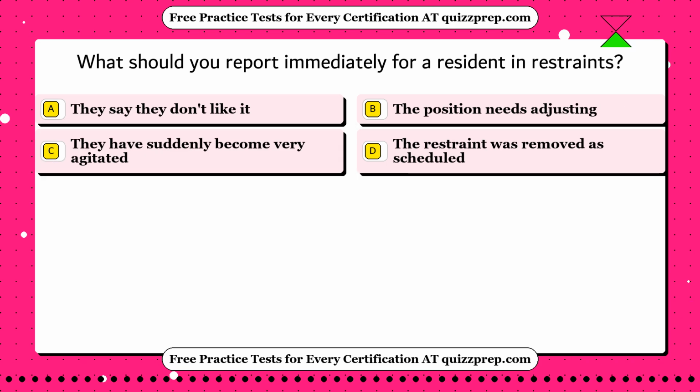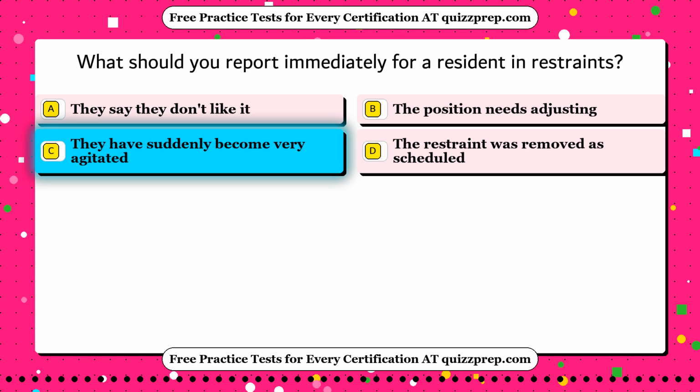Question 159. What should you report immediately for a resident in restraints? Option A, they say they don't like it. Option B, the position needs adjusting. Option C, they have suddenly become very agitated. Option D, the restraint was removed as scheduled.